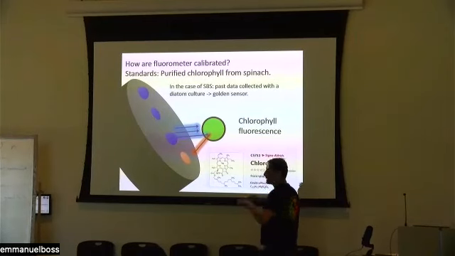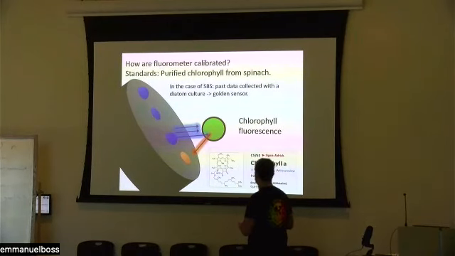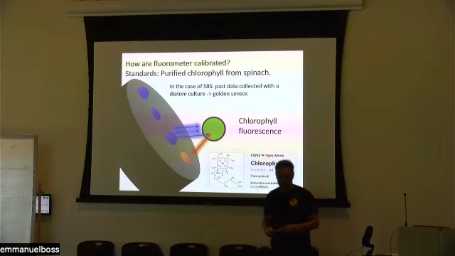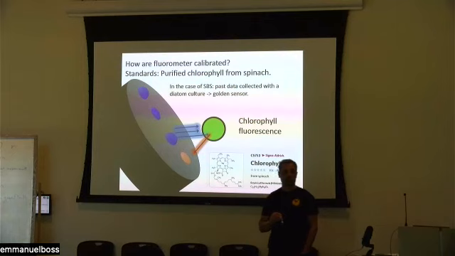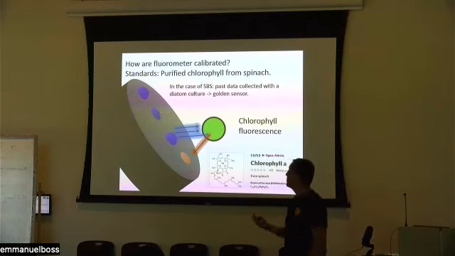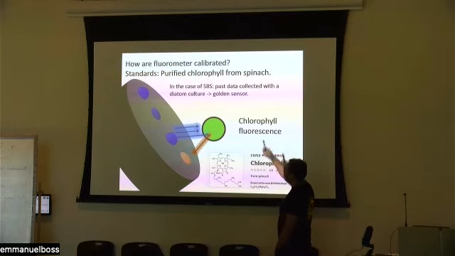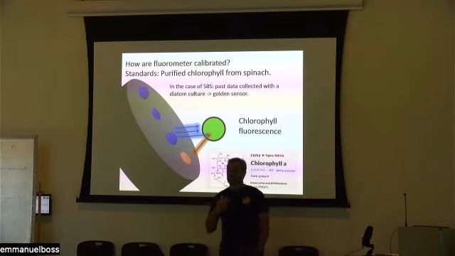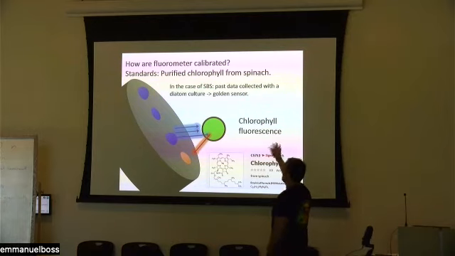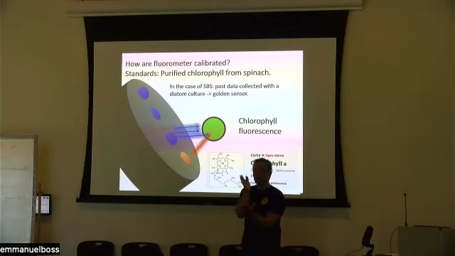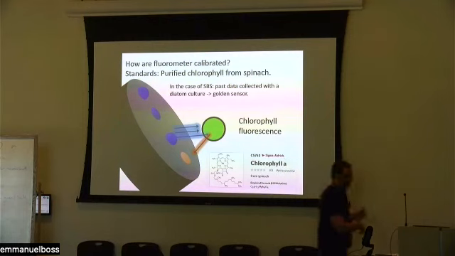If you look at what standards you can find out there, you can find from Sigma Aldrich chlorophyll A extracted from spinach that you can then use in the lab as a standard, and some people use it with their fluorometer. In the case of Seabird, they collected data with a diatom culture from which chlorophyll A was extracted, and that was used with a golden sensor to become their standards, so that all the sensors give you exactly the same values in the same order. So they all can be cross-calibrated. Colin, correct me if anything I'm saying is wrong, or expand.